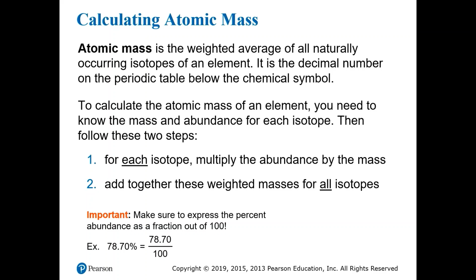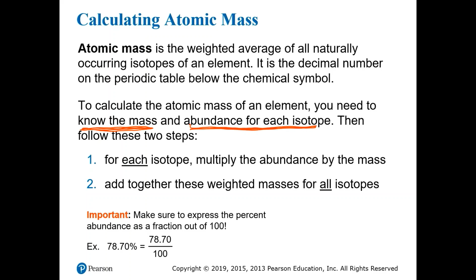Okay? So to calculate the atomic mass of an element, you need to know the mass, right? The actual mass of the isotope, not just the mass number, but the actual experimental mass, and the abundance for each isotope. And again, neither of these is something that you should really be able to predict in any sense. They're both just sort of empirical observations about the world. They're things that are measured and found out about the world.